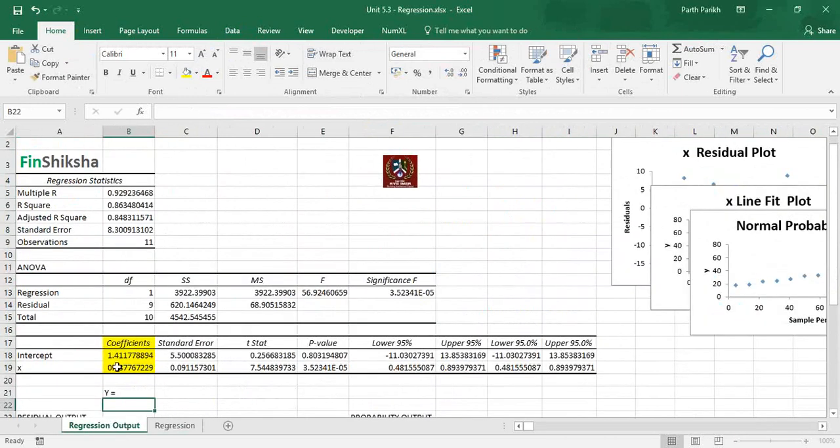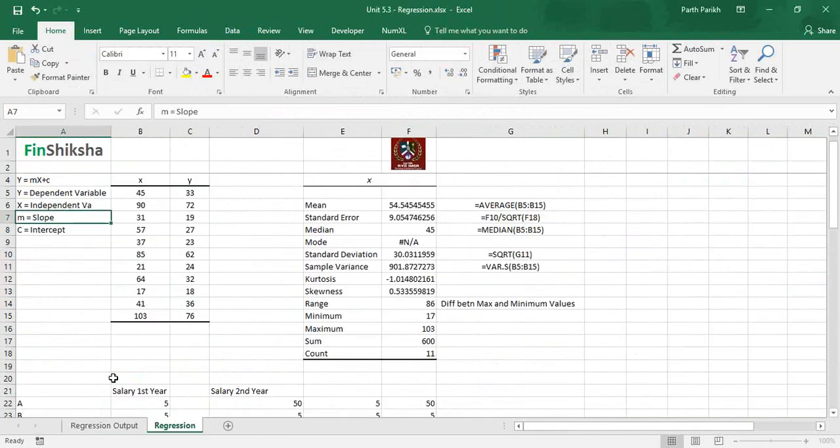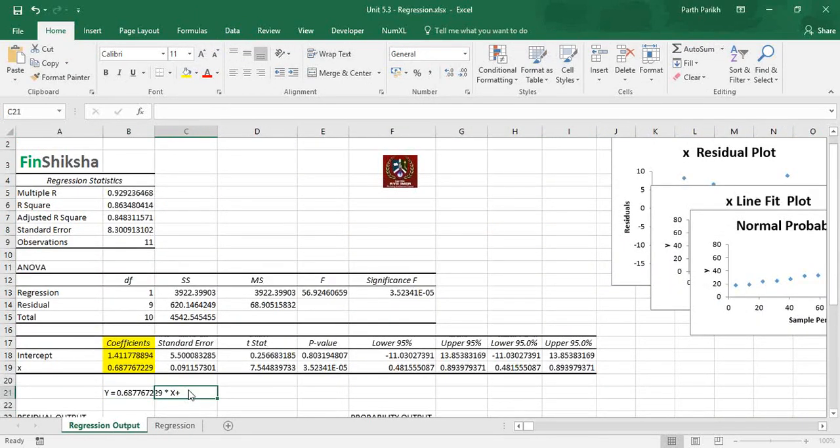Okay. So over here, the coefficient of x is 0.68. Instead of slope, you can call it a coefficient. So it's 0.687767229 multiplied with x plus c. c was your intercept. Over here the intercept is given, so it is plus 1.411778894. This is the intercept. So your equation is y = mx + c.